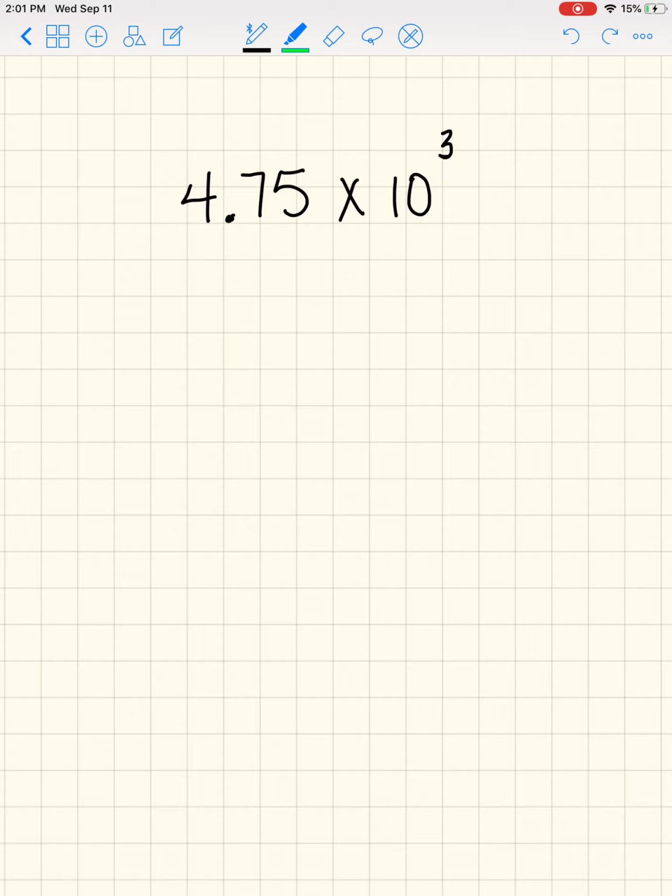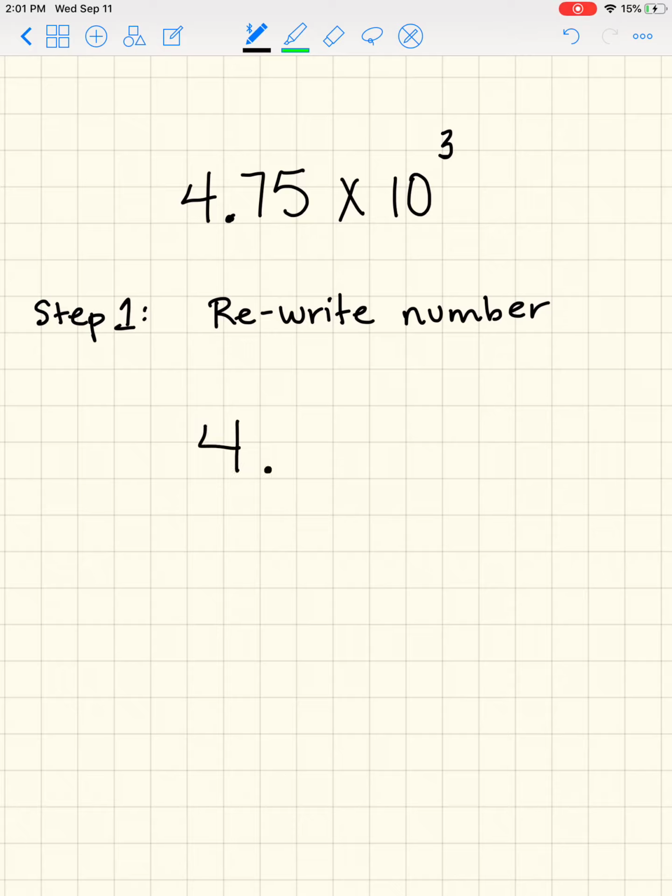And here are the steps in solving this equation. So we're going to start with step 1. Step 1, we're just going to rewrite our number. Rewrite the number. And that's that first number in the equation, which in this case is 4 and 75 hundredths. I'm going to make sure my decimal is really big here. And I'm going to start to build a place value chart around my number.